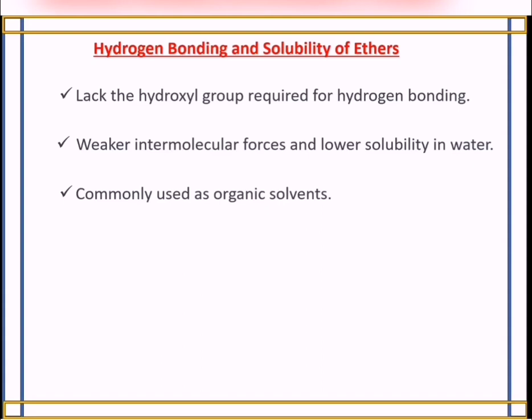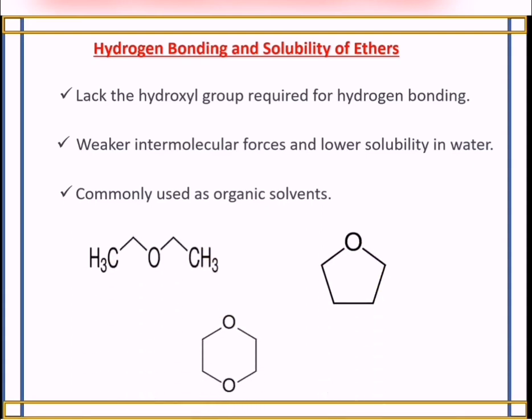It has a low boiling point and is highly volatile, making it suitable for various laboratory applications such as extraction and as a reaction solvent. Other ethers such as tetrahydrofuran and dioxane are also commonly employed as solvents in organic synthesis and laboratory work due to their ability to dissolve a wide range of compounds.